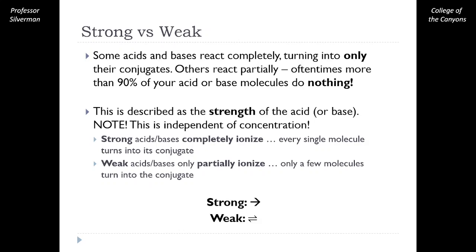Strong acids or bases completely react. Every single molecule will turn into that conjugate. And we can denote that using a single-sided arrow. Weak acids and bases are more common. Actually, they only partially react. Only a handful of molecules out of every 100 or 1,000 are able to turn into those products. We're going to denote this with a double-sided arrow.